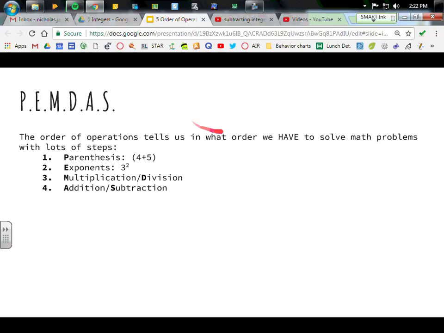All right, so the order of operations goes like this. Parentheses have to be done first. Exponents have to be done second. Multiplication and division should be done next, and they should just be done left to right. And then addition and subtraction should be done last. Once again, they should just be done left to right. So let's take a look at an example.